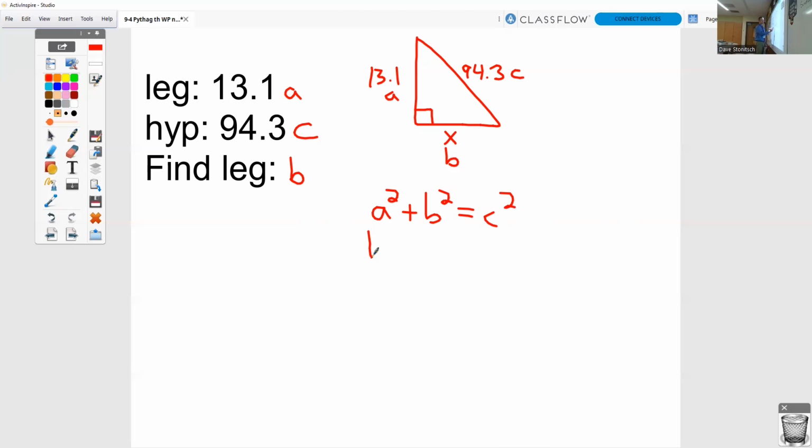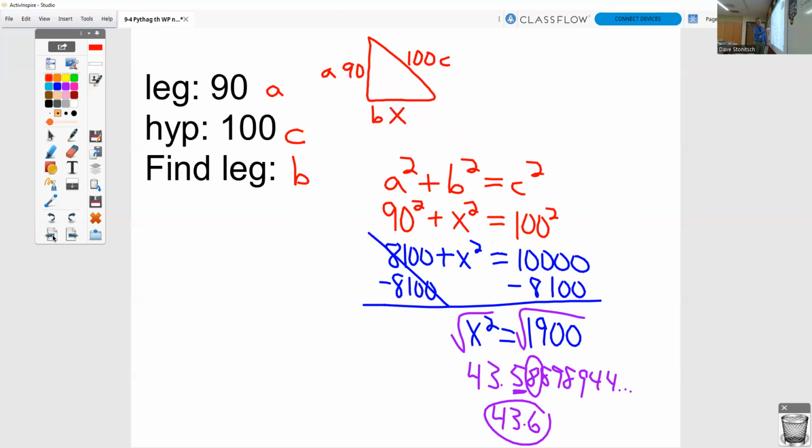Sub in what you know. Instead of A squared, I have 13.1 squared. Instead of B squared, I have X squared. And instead of C squared, I have 94.3 squared. Again, we're looking for the B side this time. We need to try and get this X squared all by itself. Just like in the previous problem, we need to do this step right here.